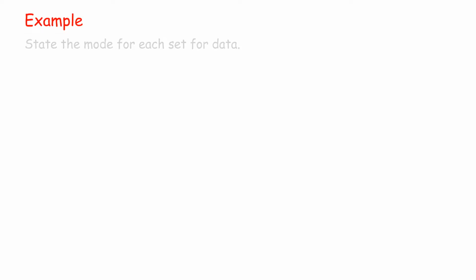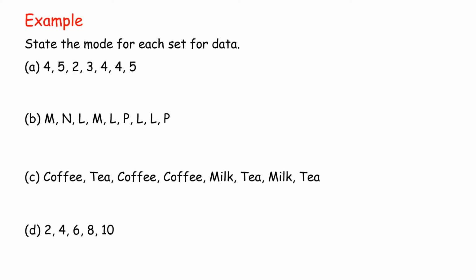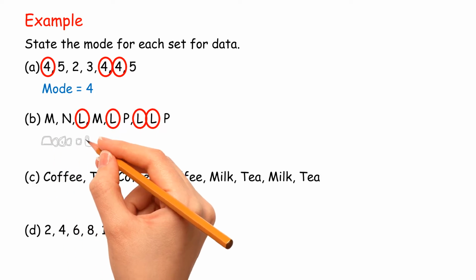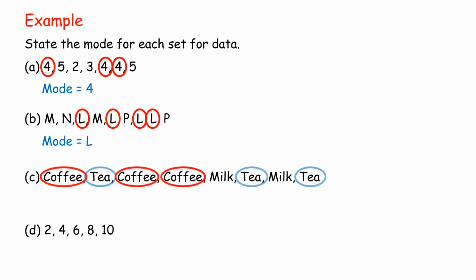Example: state the mode for each set of data. Solution: A, 4 has the highest frequency, which is 3. Thus, mode equals 4. B, L has the highest frequency, which is 4. Thus the mode equals L. C, coffee and tea have the highest frequency, which is 3. Thus mode equals coffee and tea. D, none of the numbers is repeated, thus there is no mode.